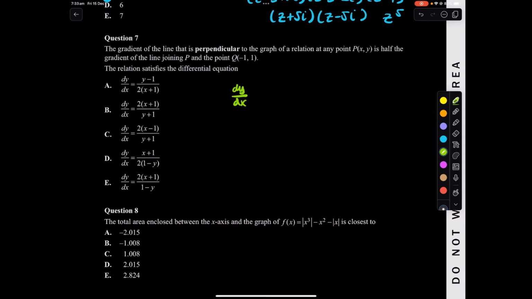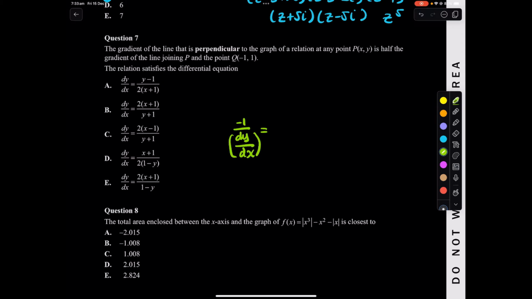We know that it's perpendicular. It's going to be -1. You remember that formula, -1 over m, where m is our gradient. So it's -1 over our dy/dx. Okay, we've got that.